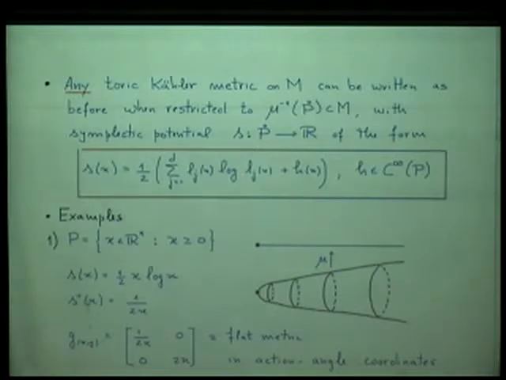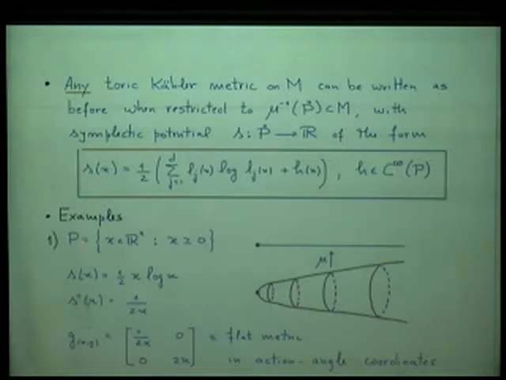And then you can add to it any smooth function on the closed polytope, or the closed image of the moment map, so that the Hessian of this thing is still positive definite, so that you are in that setting. So this is a way of parameterizing these things. So here is the simplest example, let's say.